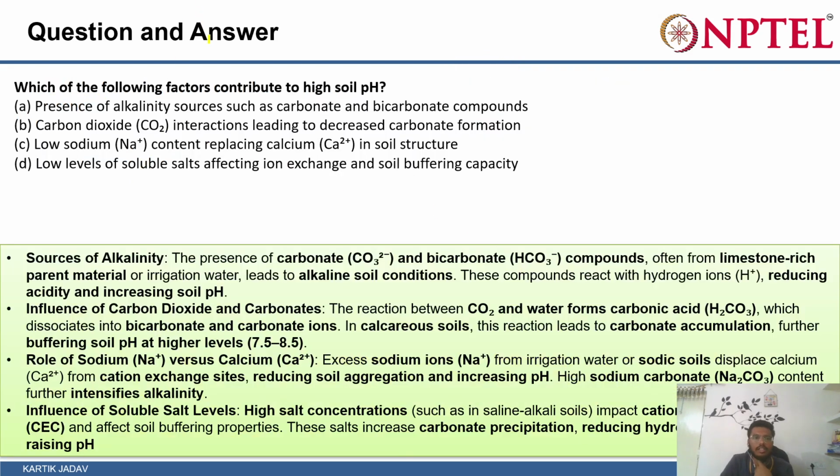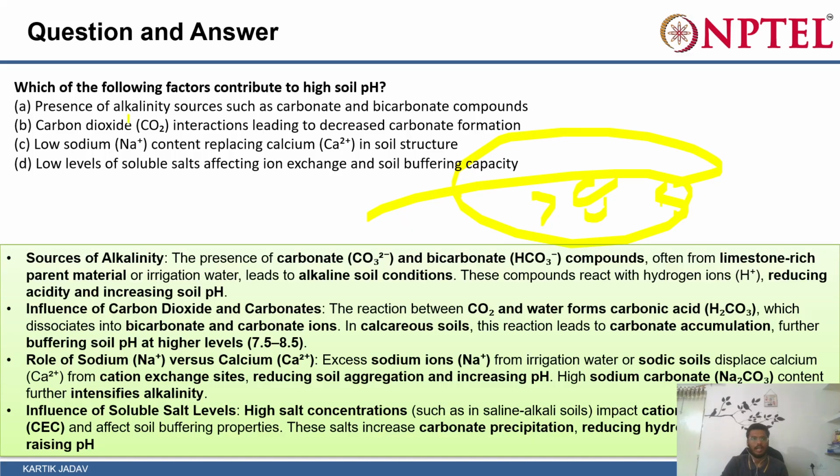Which of the following factors contribute to the high soil pH? So we know that soil pH is generally high due to carbonate and bicarbonate compounds, which often form from limestone-rich parent materials or irrigating water compounds that lead to alkaline soil condition. So higher pH means there is an alkaline condition. It means pH is greater than 8.5. And the correct answer for this is presence of alkalinity sources such as carbonate and bicarbonate compounds that lead to the soil high pH. Right. Correct answer is option.